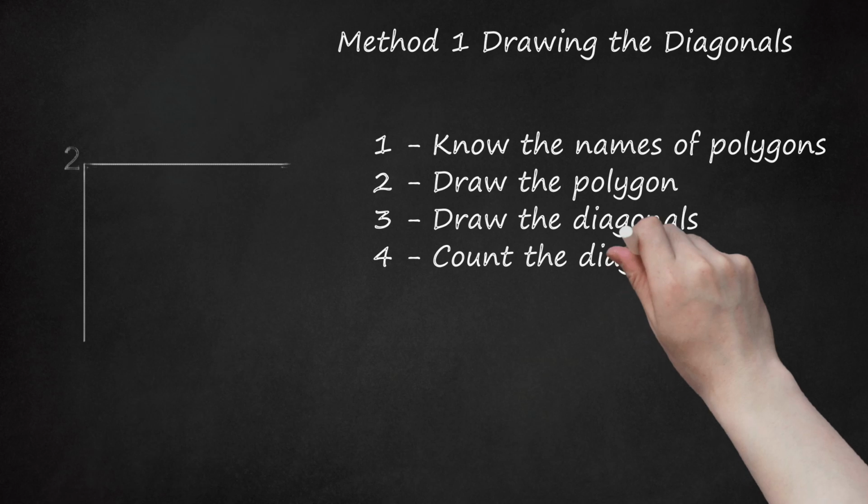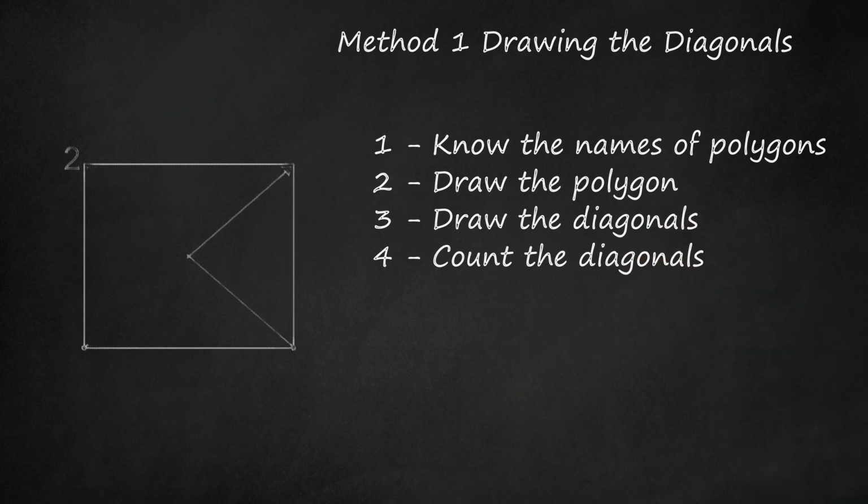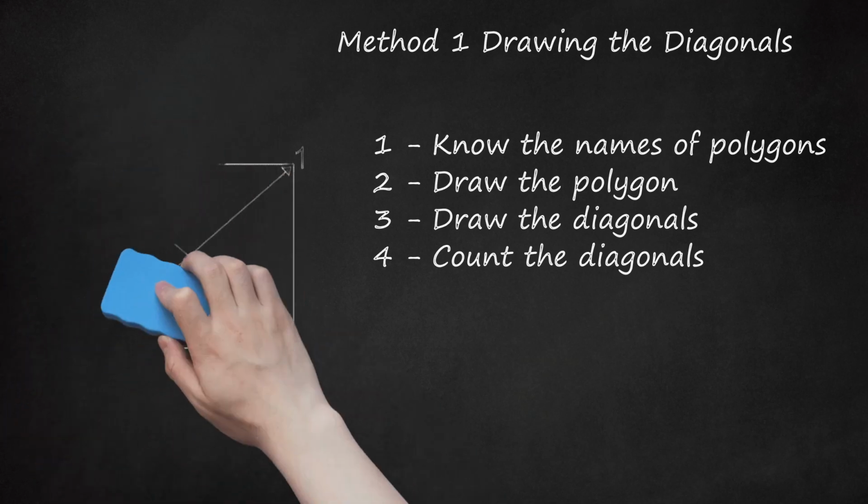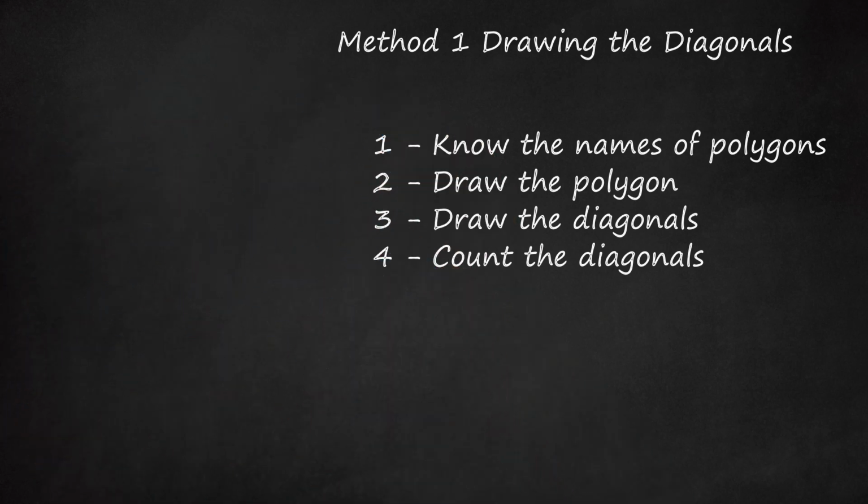4. Count the diagonals. There are 2 options for counting. You can count as you draw the diagonals or count them once they have been drawn. As you count each diagonal, draw a small number above the diagonal to denote that it has been counted. It is easy to lose track while counting when there are a lot of diagonals crossing each other. For the square, there are 2 diagonals. A hexagon has 9 diagonals. A heptagon has 14 diagonals. Past the heptagon, it gets more difficult to count the diagonals because there are so many of them.